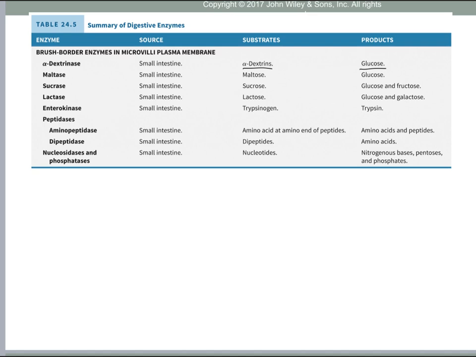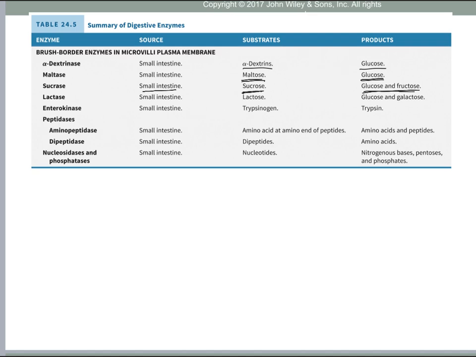Now we can look at maltase. Again, its source is those microvilli in the small intestine. The substrate, what it's going to be digesting, is maltose, and it's going to be breaking it into a simple sugar, glucose. Sucrase is going to be, again, source is all the same, small intestine. We are breaking down sucrose into glucose and fructose.